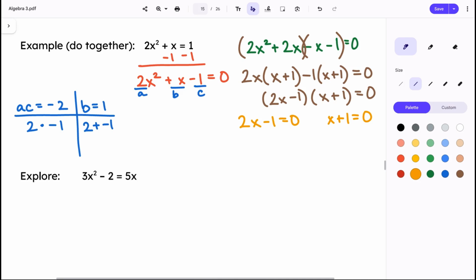You might even be able to do that part mentally. What do you get for x's? 1/2 and -1. Good. Those are your final answers.